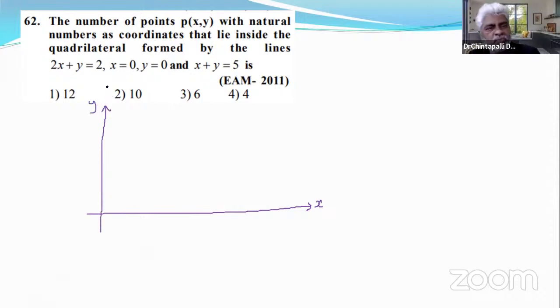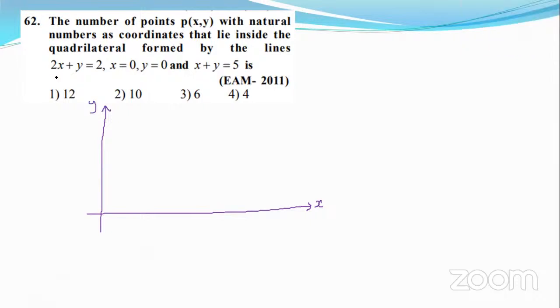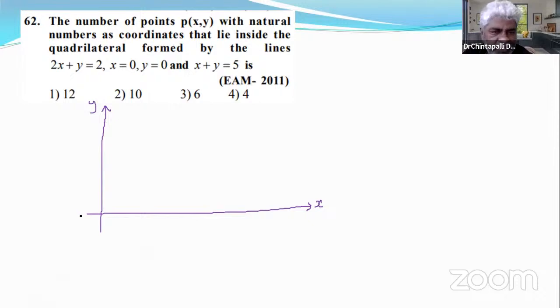Right. First one, 2x plus y is equal to. Without using decimals, you can also draw this line. Yes, sir. I'll tell. Simple, very simple. X equals 0. Yes, yes, yes. When x is equal to 0, y is equal to 2. Oh, 2, sir.